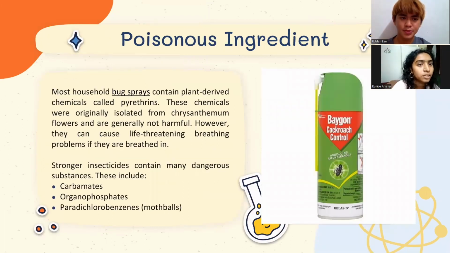Most household bug sprays contain plant-derived chemicals called pyrethrins that I mentioned before, and these chemicals are originally from chrysanthemum flowers and are generally not harmful. However, they can cause life-threatening breathing problems if they are breathed in. And one of the few substances that we should be aware of are carbamates, organophosphates, and mothballs, paradichlorobenzenes.